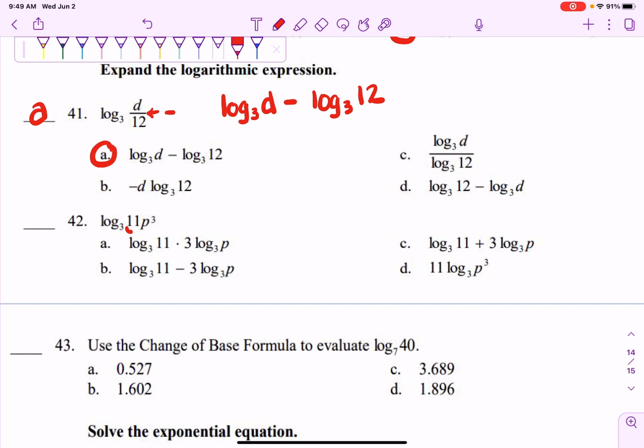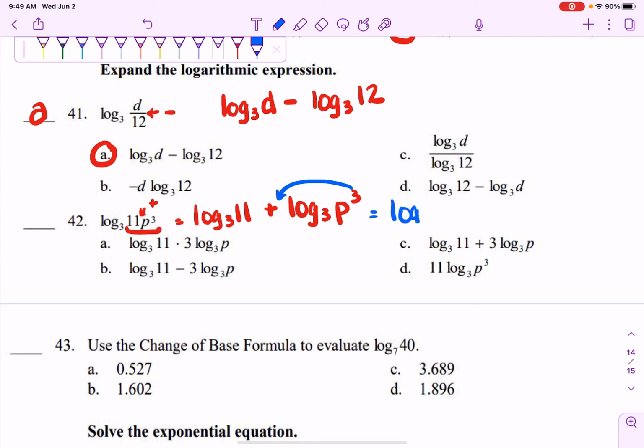Okay, in the next one, this whole thing is multiplied. Now, I know there's an exponent there. I can't deal with the exponent until I get these in two separate ones. So it's 11 times p to the third. So if it's multiplied, I can put them together with an addition. So log base 3 of 11 plus log base 3 of p to the third. So you have to get it separated before you can take that off and put it in the front. So the 3 is going to go in front of just that log. So it's log base 3 of 11 plus 3 times log base 3 of p. So on that one, that matches C. Okay, remember, take the exponent off, though, if you are expanding it as much as you can.